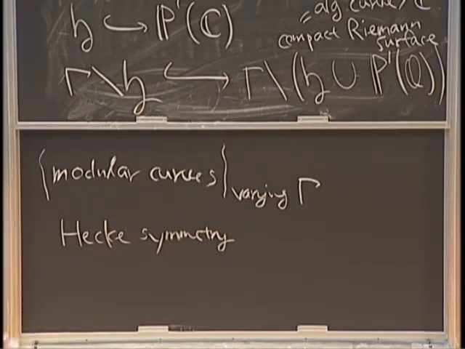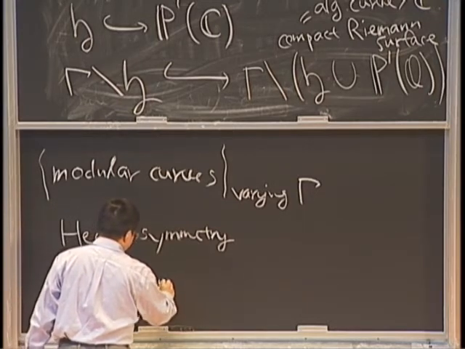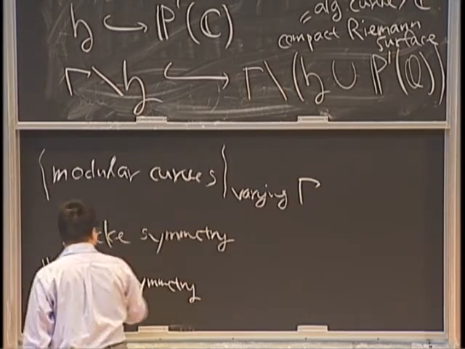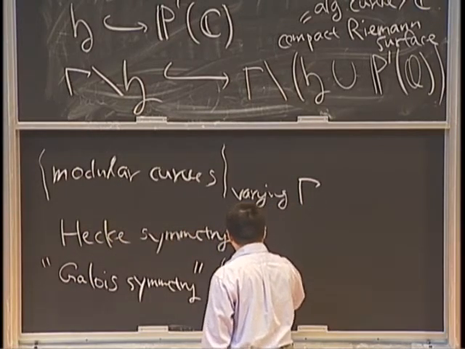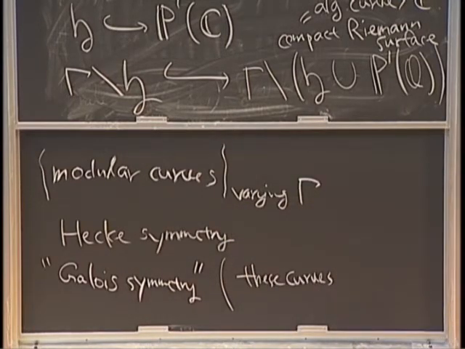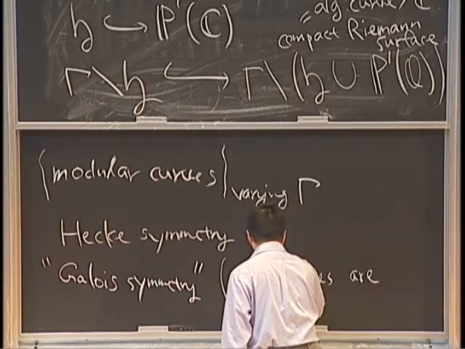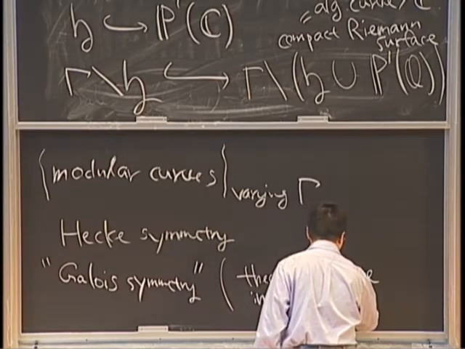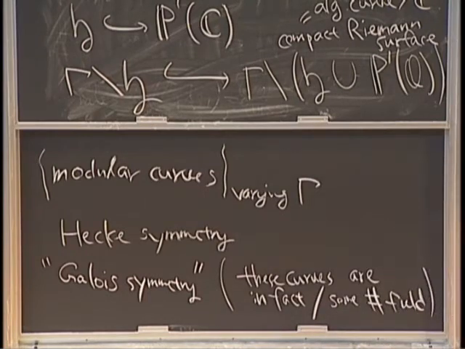But there's another important kind which comes from the thing I just said. So there's also the Galois symmetry. Well, this is not terribly precise at this moment, but the point is that these curves are not just over complex numbers, but they're actually over some number field, which you can actually compute and find out. And this is quite important. And in fact, these two things are the main reasons we care about Shimura varieties.